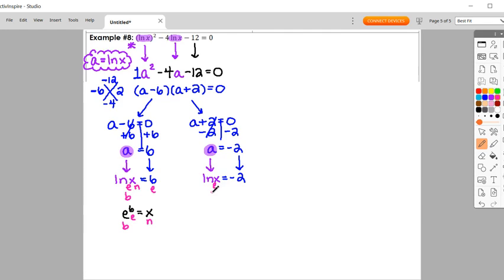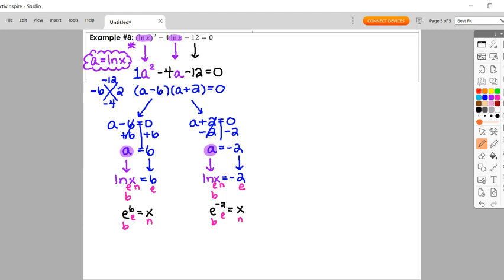Same idea here. Again, I keep the base, which on my natural log is e, and x will be my number, and my exponent will be negative 2. Doing a rewrite, I have the base e, exponent of negative 2, and set it equal to my number inside of my log, which is x here. Rewriting it the same way, again, that's my answer here.